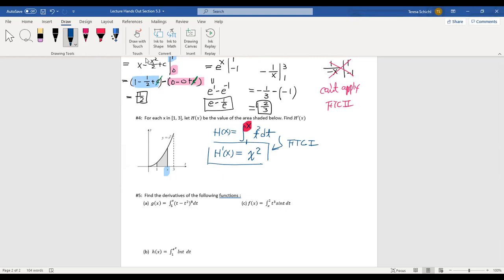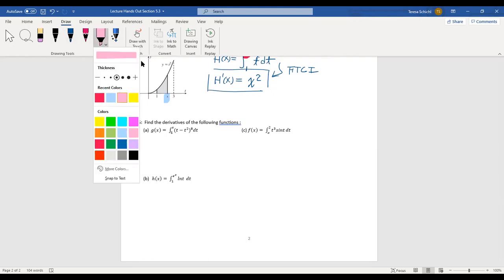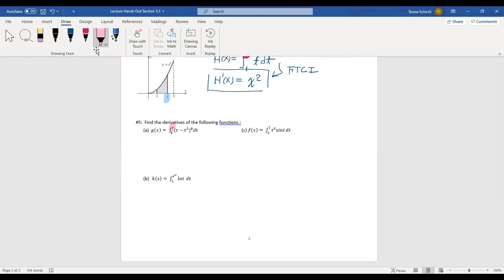Now let's take a look at this one, the last 3 problems here. Let's say, how do I find the derivative of the function? So here g of x. All right, take a look at this one. See here, this is x, right? We know the derivative and the integration cancel each other out. So if I want to find g prime x, because g of x is the integration, g prime will just cancel that out.